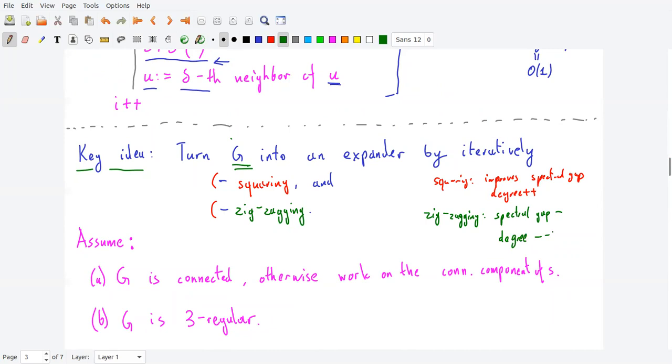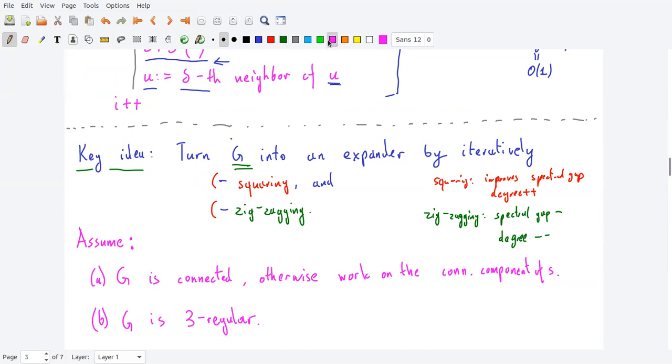So we know that we can alternate between these two operations, squaring and zigzagging, in order to keep both the degree and the spectral gap in check. This was the idea behind the previous lecture. And what we will be doing now is using this alternation between squaring and zigzagging to iteratively turn a graph into a good expander while keeping the degree constant. Good. So that's the main idea.